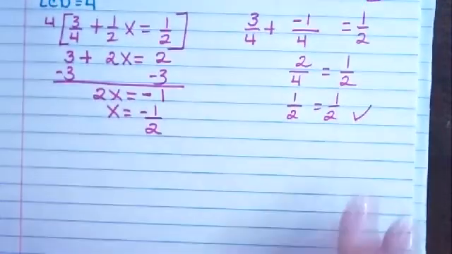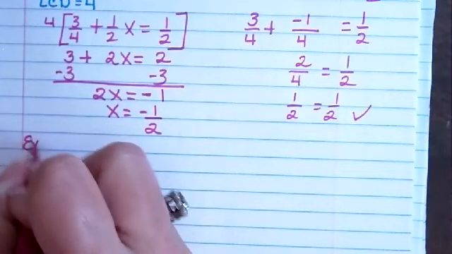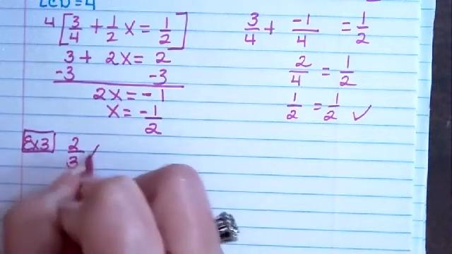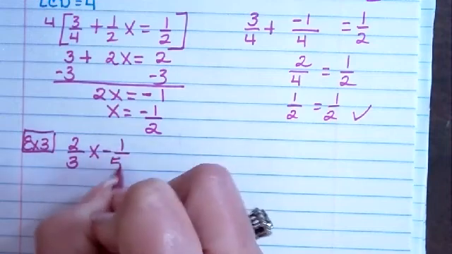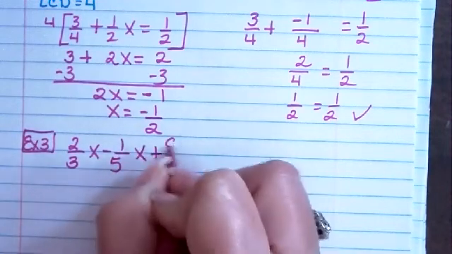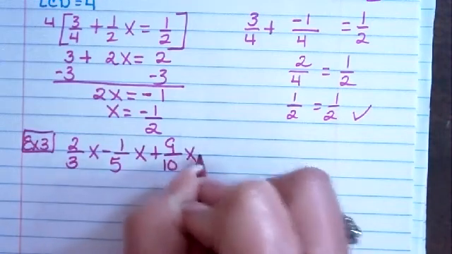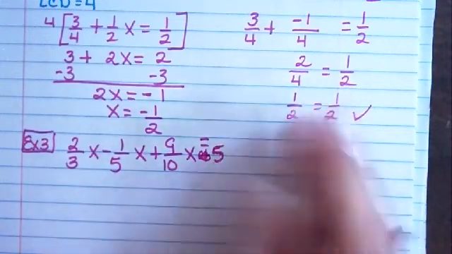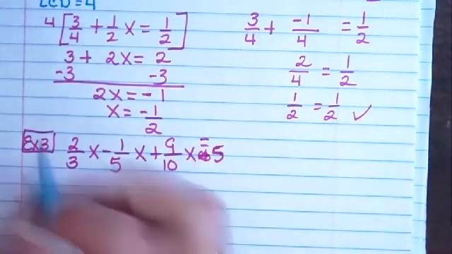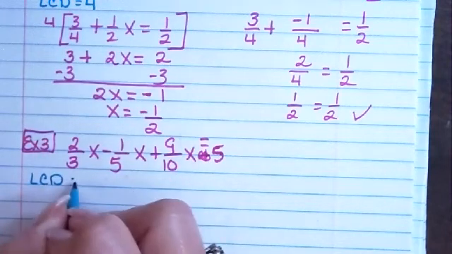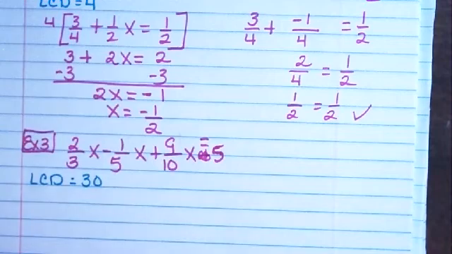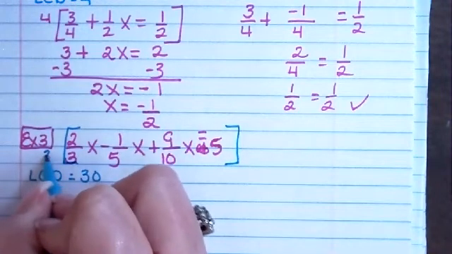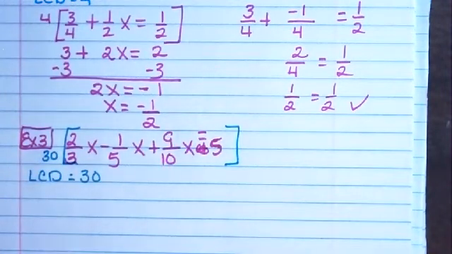Now, example 3. Example 3 is 2/3 x minus 1/5 x plus 9/10 x equal to 5. Now, again, I'm going to look at my LCD. My LCD here is 30. So I'm going to multiply the whole entire equation by 30. I'm going to squeeze it into one step right there so I don't run out of paper.